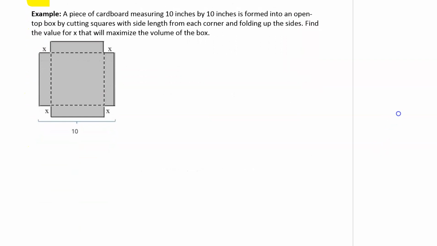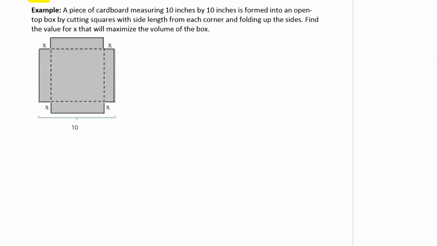So this one says a piece of cardboard measuring 10 inches by 10 inches. So right there, I would draw me a cardboard that's 10 by 10, a square. You can see I already have kind of a sketch going over here to the side. It's formed into an open top box by cutting squares with side length x from each corner and folding up the sides. And so the fact that it said cutting squares helps you to know that it is an x by x square that is being cut. Find the value for x that will maximize the volume.